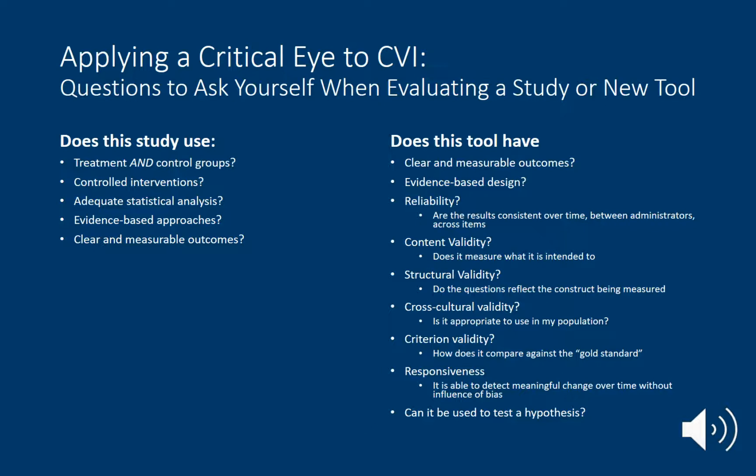How does it compare against the gold standard? And is it able to detect meaningful change over time without the influence of bias? And finally, can it be used to test a hypothesis? I hope that these are important things that you can keep in mind as we come across new tools for CVI in the literature. And hopefully these will be useful for you in the future.